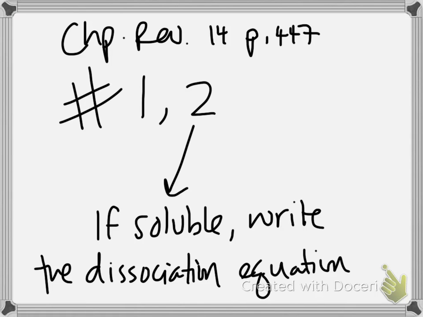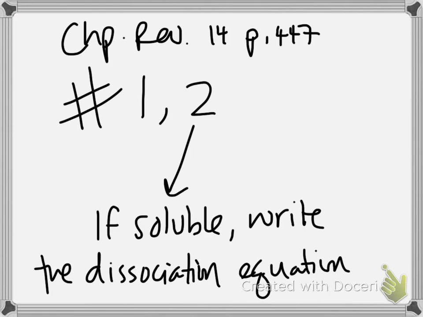Okay, so Chapter 14 review is on page 447, or it starts there. You're assigned numbers 1 and 2. No big deal, except number 2 goes parts A through J. It's okay. All you're doing in number 2 is predicting if it's soluble or not. You'll just use that solubility table that's in your book. If it is soluble, you need to write a dissociation equation. That's it. So I'm going to give you about 15 minutes to work on that, and then we'll practice putting those skills together.